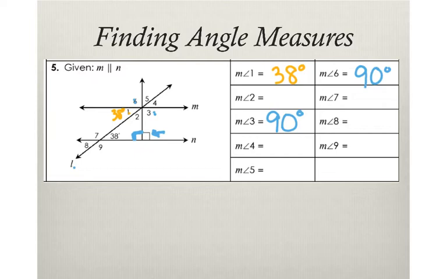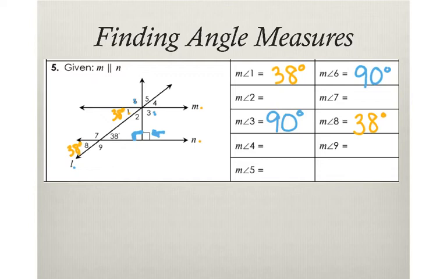Now, looking to see if there's anything else. If I were to pick up line M and put it on top of N, angle 1 and angle 8 would be in the same position, meaning the measure of angle 8 is also 38 degrees. Okay? Because they're in corresponding positions.